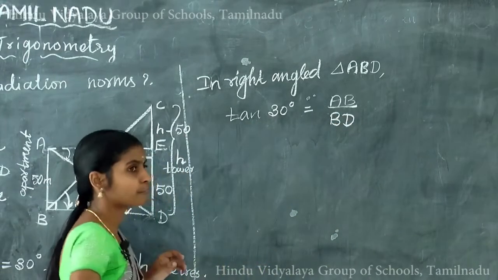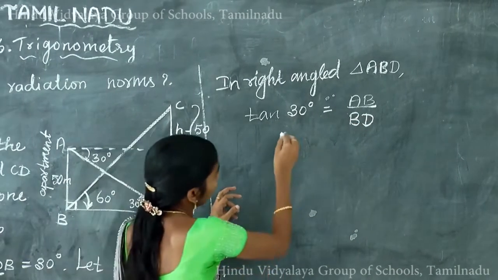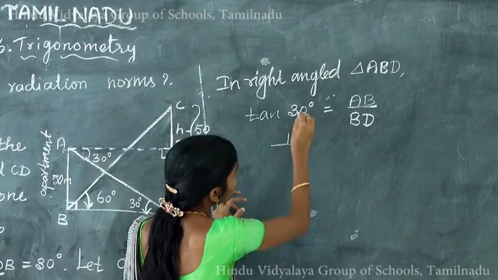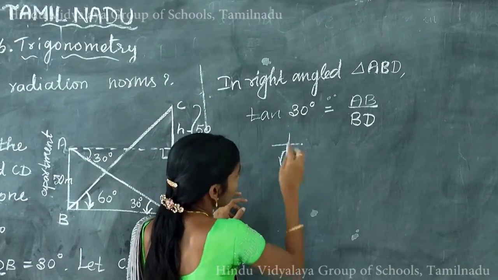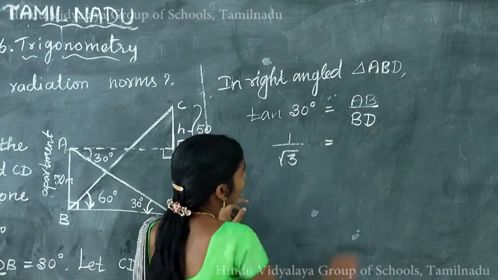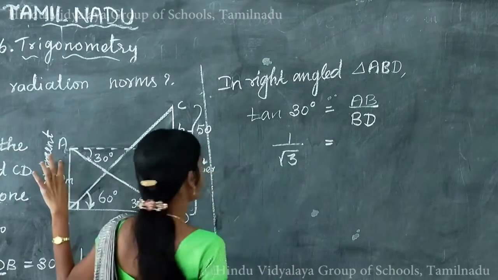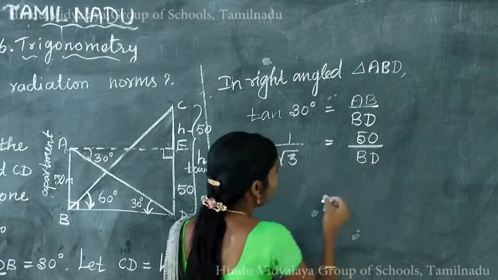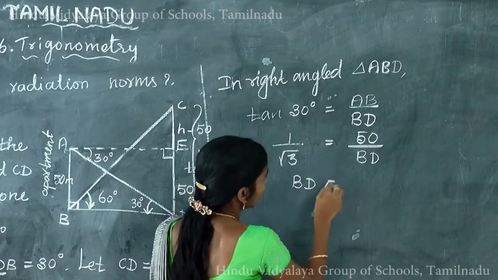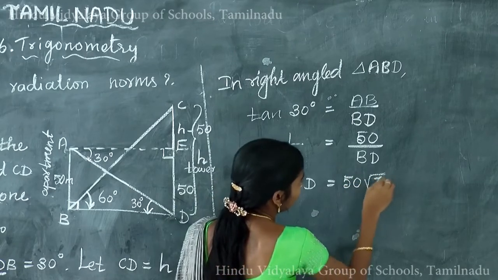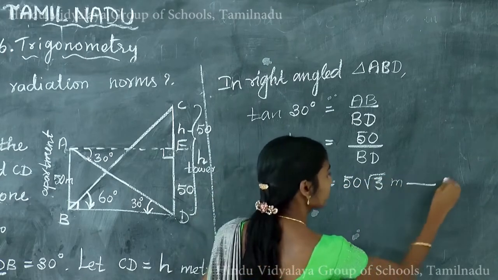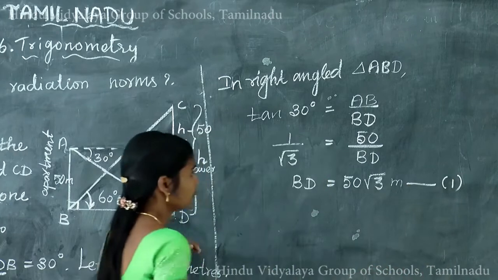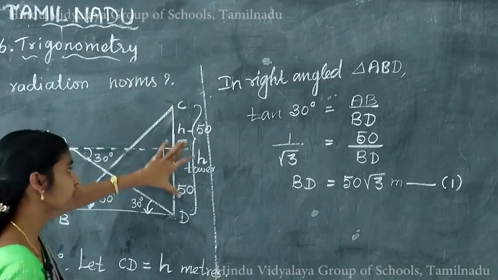So what is the value of tan 30 degrees? We well know tan 30 is 1 by root 3. So substitute this. 1 by root 3 is equal to AB by BD. AB is equal to 50 by BD. Now cross multiply, we get BD is equal to 50 root 3 meters. So we take this as equation 1, to find the height of the tower.